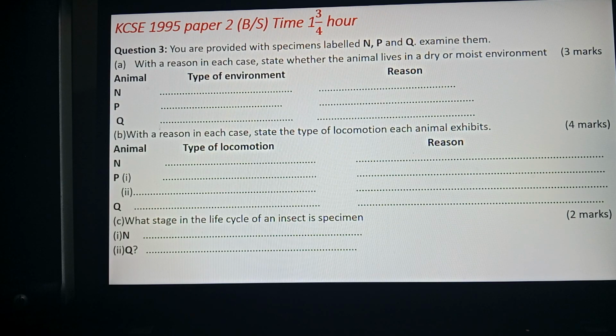Question 3. You are provided with the specimens labeled N, P, and Q. Examine them. With a reason in each case, state whether the animals live in a dry or moist environment. You get 3 marks. So you have the animal N, P, Q, type of environment, and reason. B, with a reason in each case, state the type of locomotion each animal exhibits. So animal N, P, he has got 2 types of locomotion, reason, and Q. What stage in the life cycle of an insect is specimen N and Q?